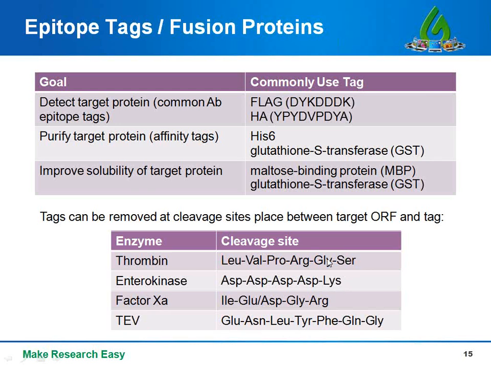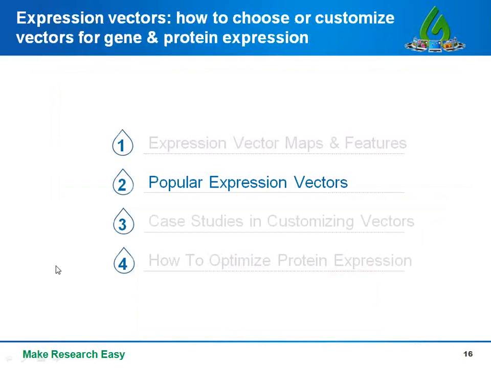You can simply encode these cleavage sites into your expression construct in between the tag and the ORF. Keep in mind that the TEV site here is a little bit longer. That allows it to afford more stringent sequence specificity than some of these other cleavage sites, but all of these are widely used. Okay, so we've gone through all of the basic components of vectors that you'd expect to see in an expression vector map.